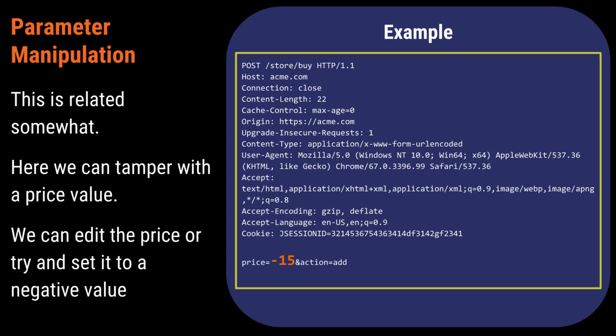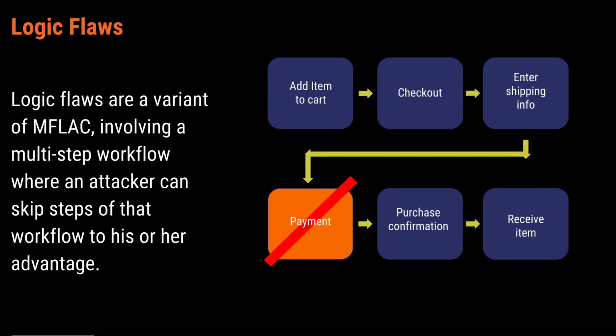Parameter manipulation is a workflow that you're going to be using a lot during application hacking, most often in Burp Repeater. Some of these will be akin to logic flaws, or people will call them parameter manipulation. Sometimes they're actually just access control bugs. The logic flaws are a variant of missing function level access control, usually involving a multi-step workflow where an attacker can skip steps of that workflow to his or her advantage.